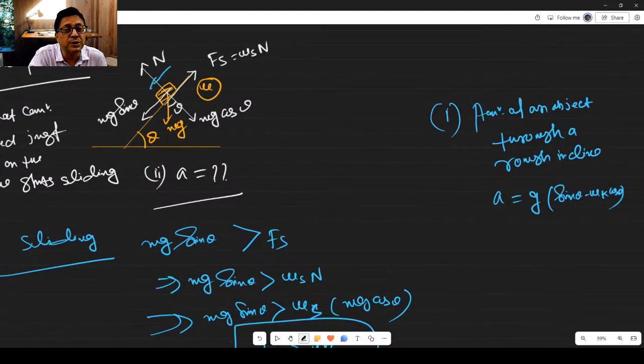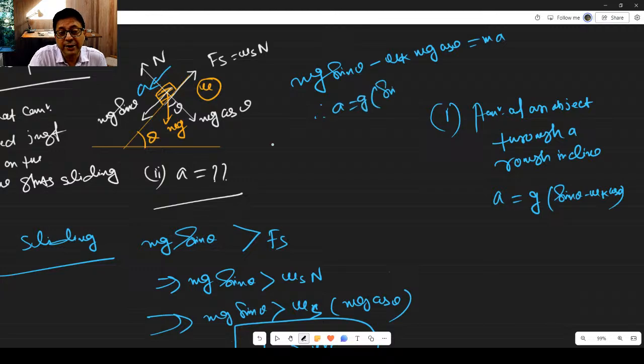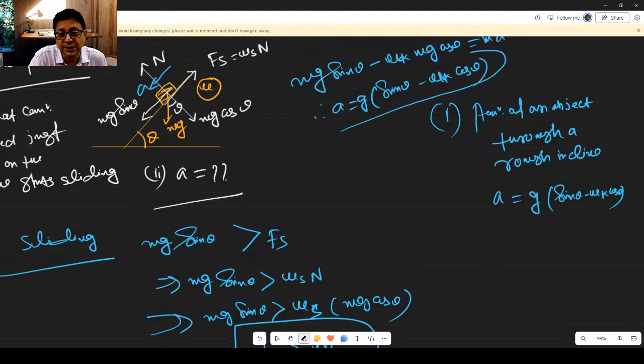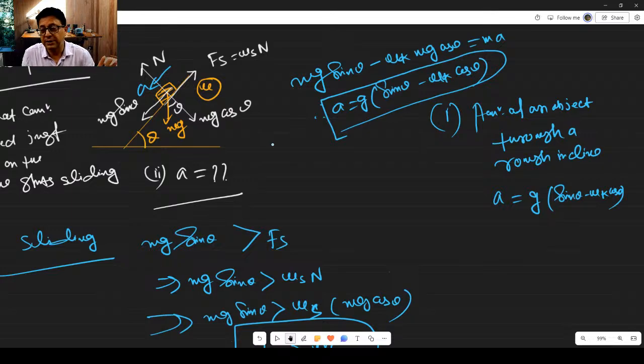If you write the equation of motion, mg sin theta minus mu k into mg cos theta equals ma. So a will be g sin theta minus mu k cos theta. Clear? So acceleration of the object through a rough incline is given by this relation, g into sin theta minus mu k cos theta. Clear? This is okay? Let us work on it.